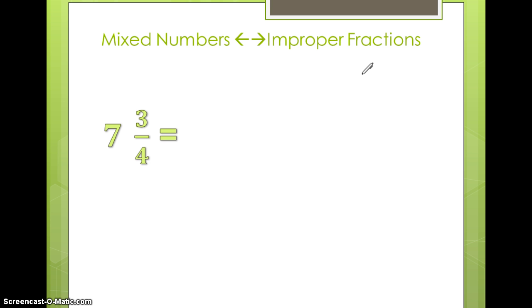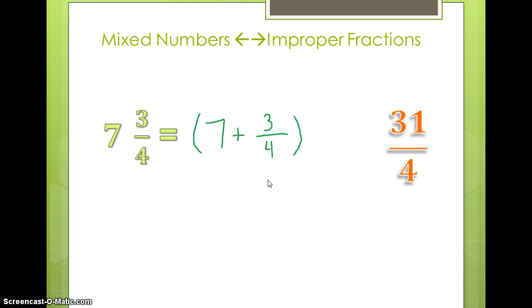If you press the correct buttons, you should have a parentheses, 7 plus, and then you get your fraction bar and make your 3/4, in which your answer would be 31/4. Now let's turn this improper fraction to a mixed number.